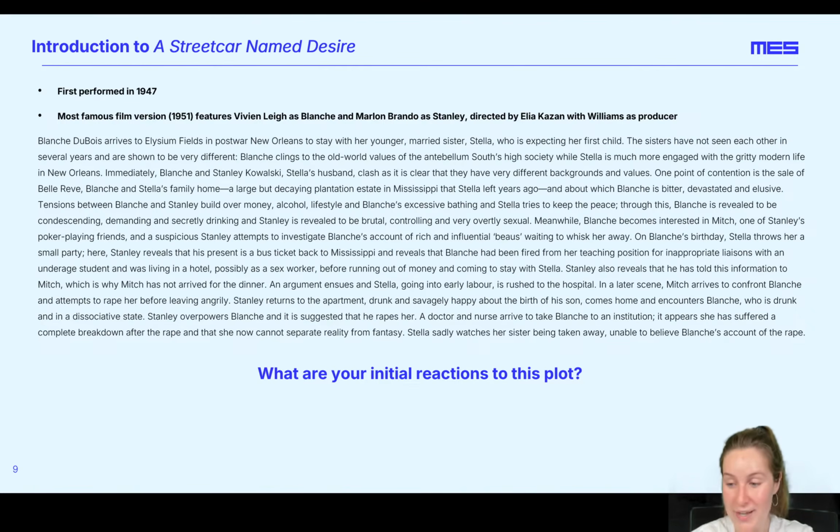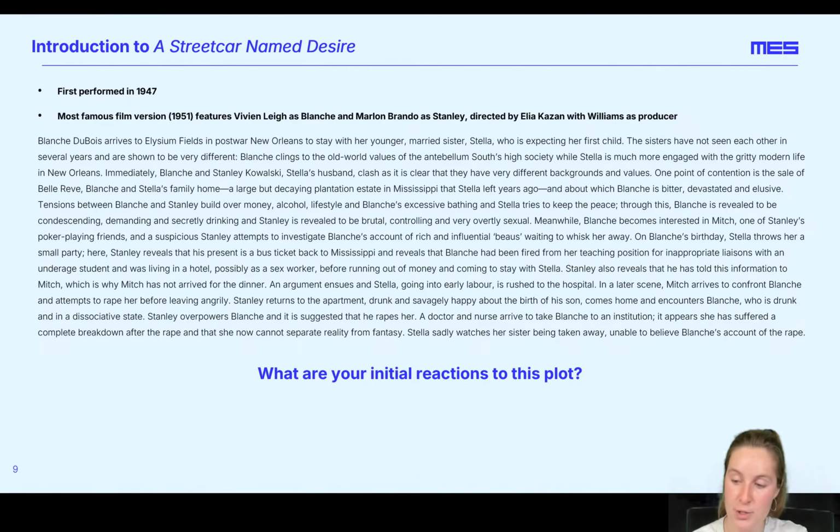On Blanche's birthday, Stella throws her a small party. Here, Stanley reveals that his present is a bus ticket back to Mississippi, and also reveals that Blanche has been fired from her teaching position for inappropriate liaisons with an underage student and was living in a hotel, possibly as a sex worker, before running out of money and coming to stay with Stella. Stanley also reveals that he has told this information to Mitch, which is why Mitch has not arrived for the dinner. An argument ensues, and Stella, going into early labor, is rushed to the hospital.